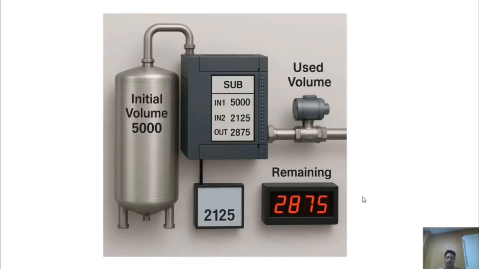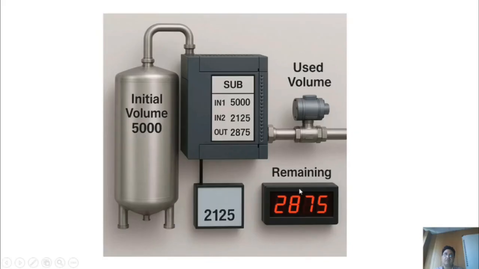Here's an example we can use from industry. For instance, we have a tank with a specific volume. Here, it shows us how much of the tank's volume has been used so far. If we use a SUB function, it will instantly subtract the amount used from this 5,000, and in the end, it can show us the remaining volume of the tank here.